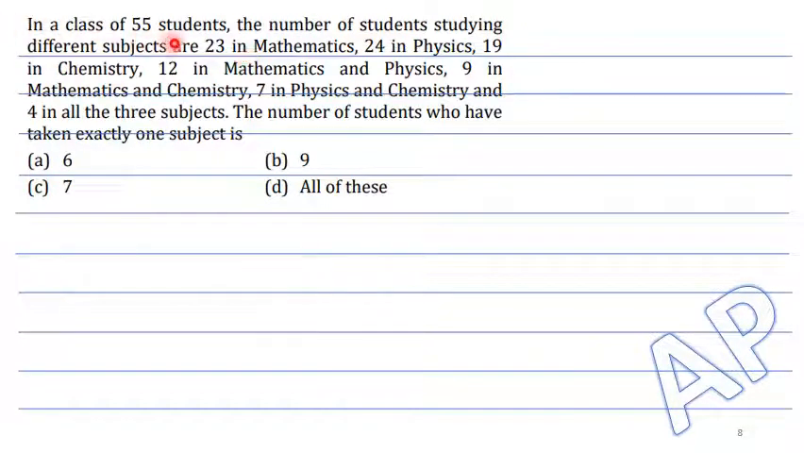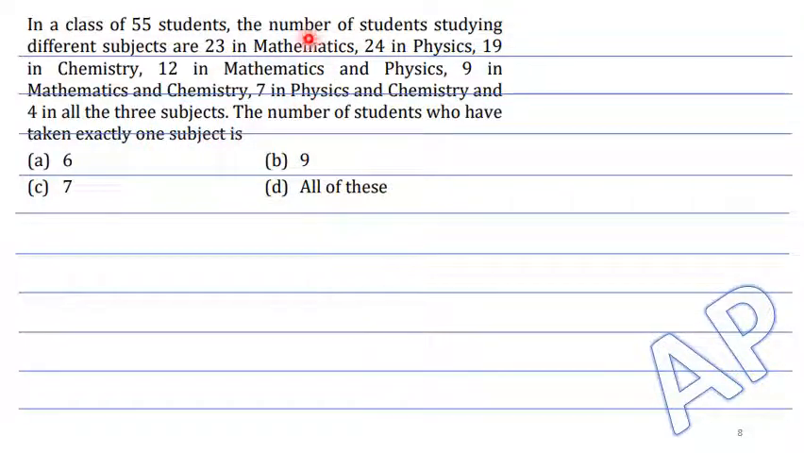In a class of 55 students, the number of students studying different subjects are 23 in mathematics, 24 in physics, 19 in chemistry, 12 in mathematics and physics, 9 in mathematics and chemistry, 7 in physics and chemistry, and 4 in all the 3 subjects. The number of students who have taken exactly one subject is.